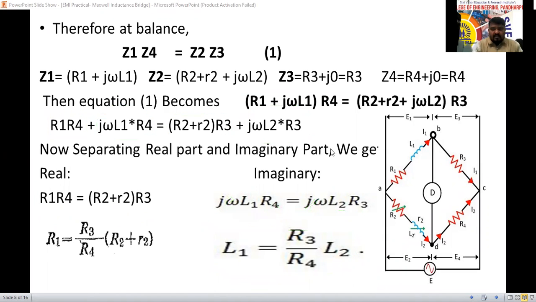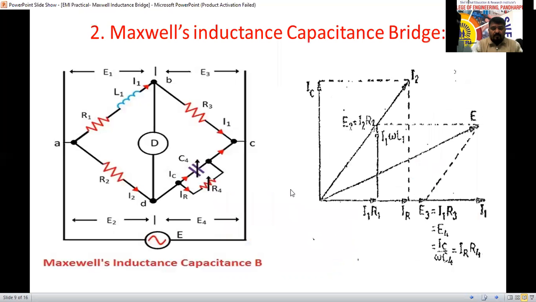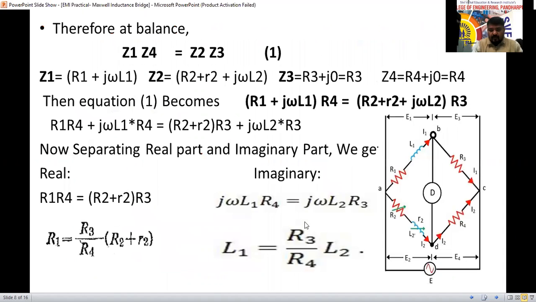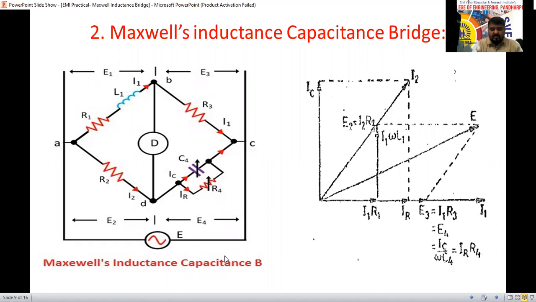If it is the Maxwell inductance and capacitance bridge, then what do we have to do? In this practical, we will do only the Maxwell inductance bridge. In the next practical, we will take the Maxwell inductance capacitance bridge. Actually, both are only one experiment, but for your understanding, remember this formula. In the next bridge, capacitance is used here. This theory and practical we will do in the next practical.